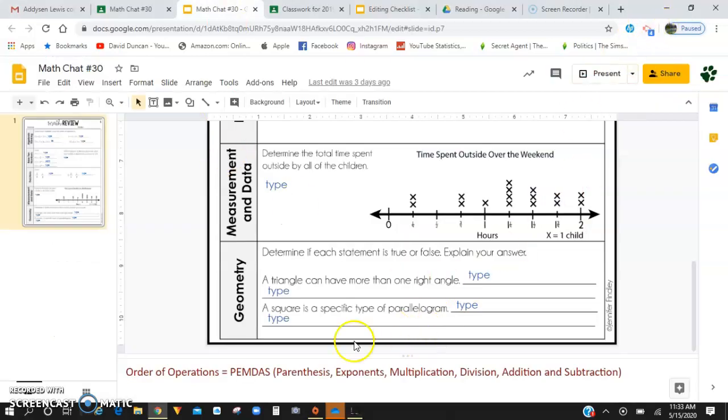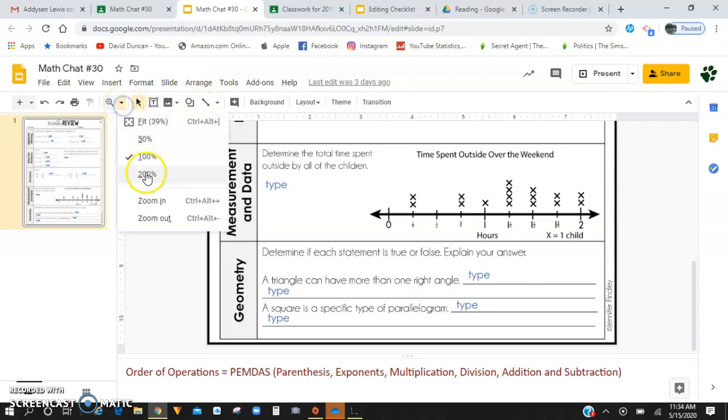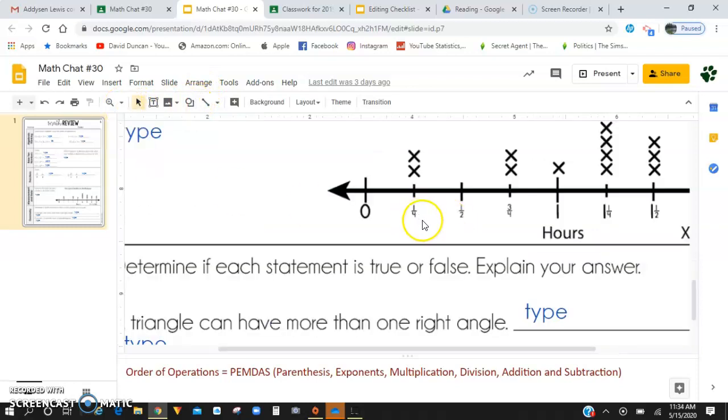Right, this is a tutorial on how to figure out the measurement and data portion of our Math Chat 30. If you look right here, we have a line plot. Let me zoom in a little bit more. Here I have 1/4, and I have two X's on top of the 1/4. That means there's two data collections of 1/4. That means there's two 1/4s.